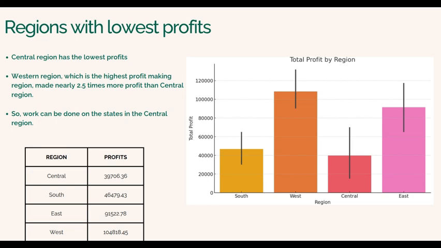And from this graph we can see that the central region has the least amount of profits compared to the others, followed by south, east and finally west, which has the most profits. The western region has made nearly 2.5 times more profit than the central region. So you can see that there's much scope for growth in the central region.